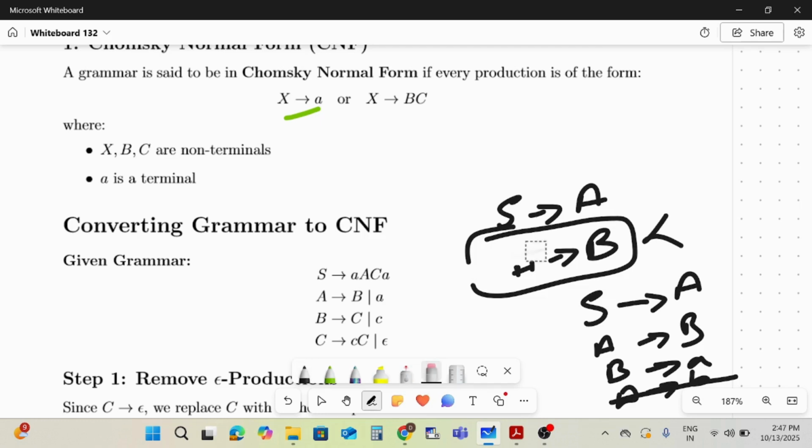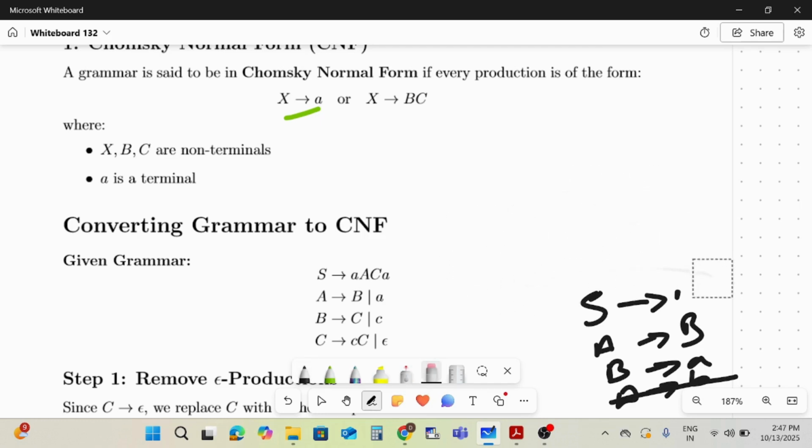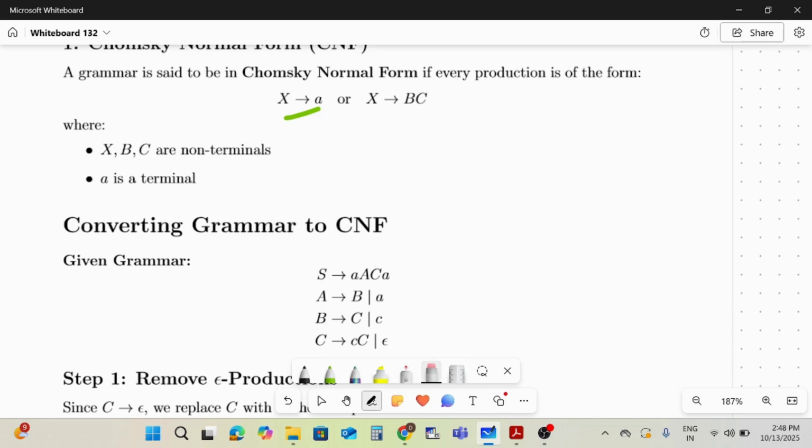This kind of productions, if at all you find, we first need to remove them. The useless productions and the unreachable productions, all of these we need to identify. We have to clean that particular grammar and then convert it into Chomsky normal form. Once it has been cleaned, there are 4 steps involved in Chomsky normal form. The 4 steps are removal of epsilon productions, removal of unit productions, removal of mixed productions and removal of long productions. Let's understand how we do all of these steps from this particular problem.